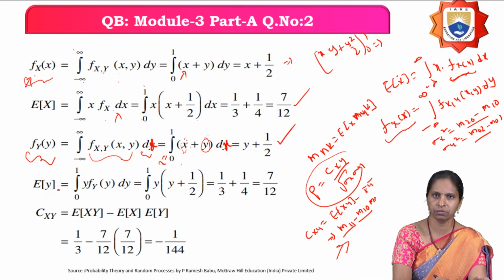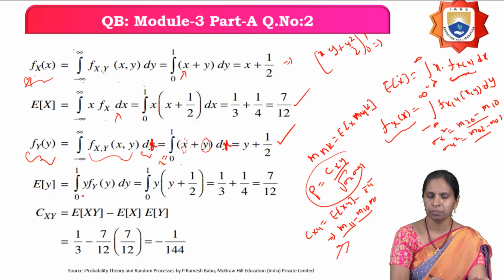Next, what is the expectation of y formula? Integration from minus infinity to infinity of y into fy of y into dy. So what are the limits here? The limits are from 0 to 1. Therefore, 0 to 1 of y into fy of y, which is y plus 1 by 2. If you simplify it, you are going to get the mean of the random variable y as 7 by 12.